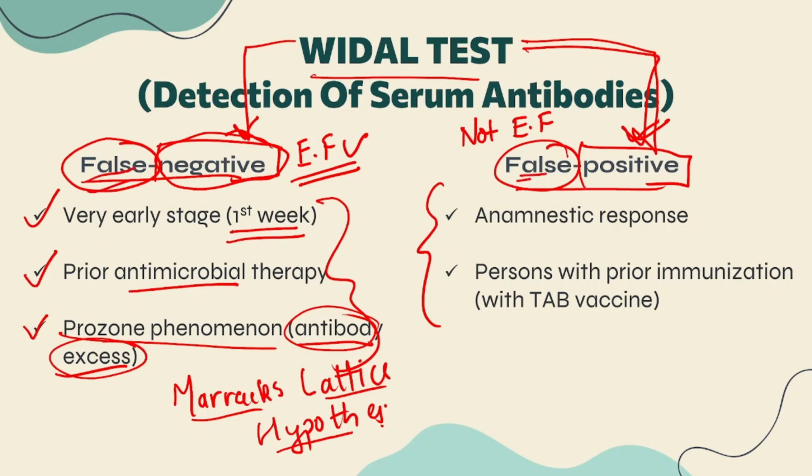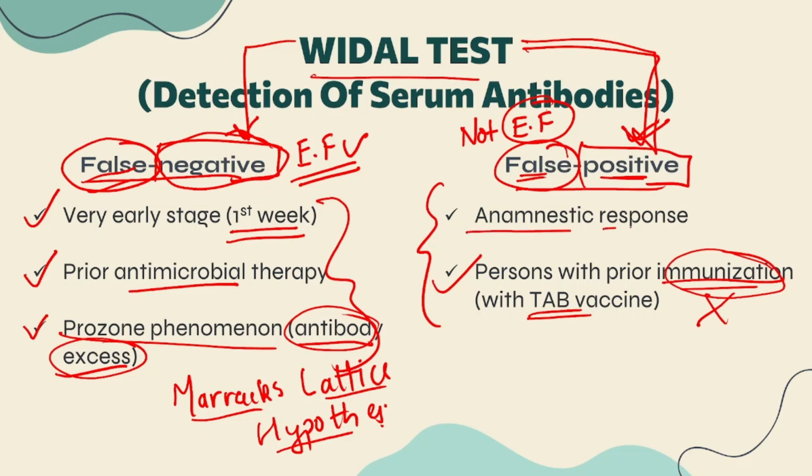And here false positive means that the test is positive but the patient is not having enteric fever, and this is seen in persons who have been vaccinated, guys. Prior immunization with the TAB vaccine. If immunized with the TAB vaccine, in such cases the Widal test will definitely come positive. But immunization doesn't mean the person is having infection, right? The person is not having the disease, and again the test is positive, that is false positive.